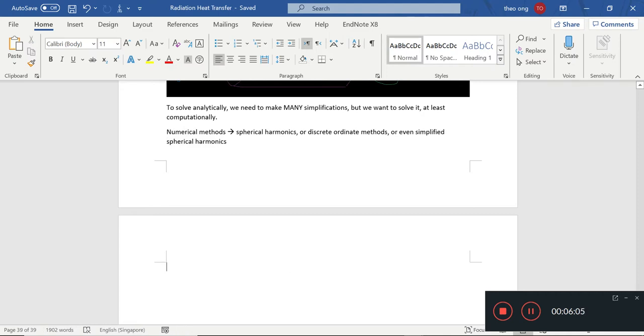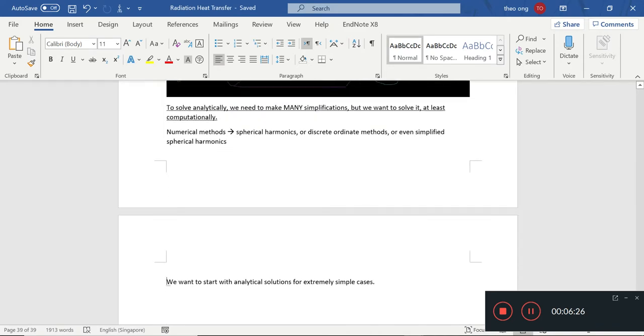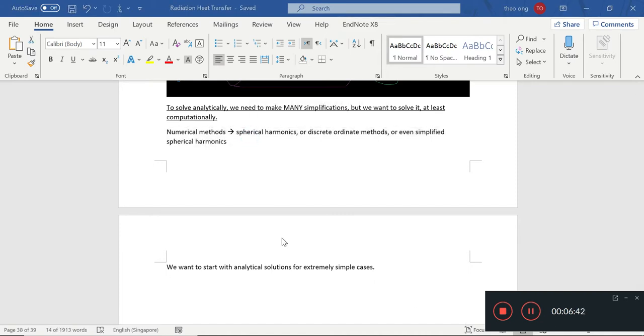So anyway, the baseline is of course to start with analytical solving. So we want to start with analytical solutions for extremely simple cases, just to get some kind of grounding for ourselves. Of course, even in analytical solutions there are also approximations, but we can cover that later on as well. And these are just for some background knowledge, so that when we run into numerical methods, we have some grounding. We know what we are doing. We know what all these letters and symbols mean.